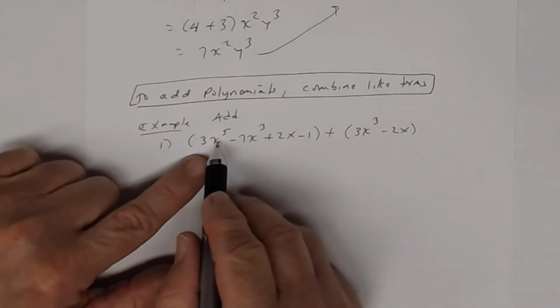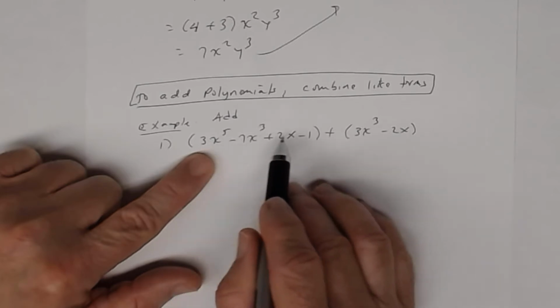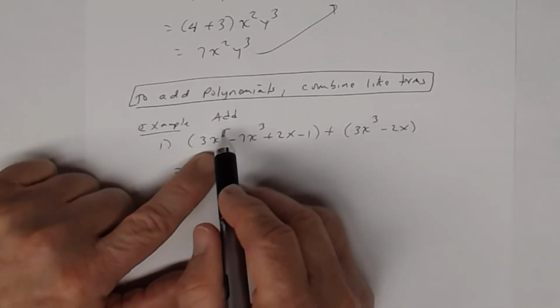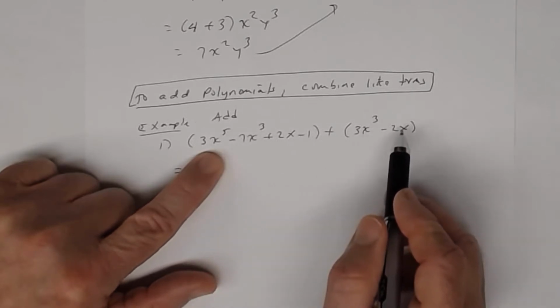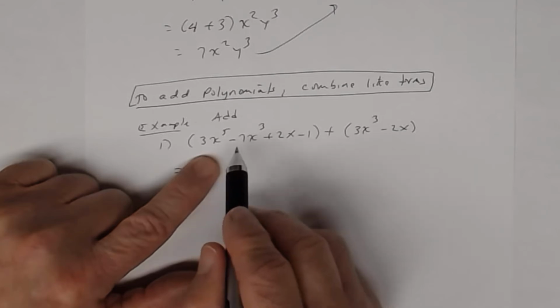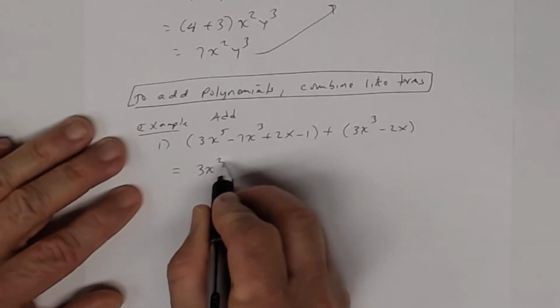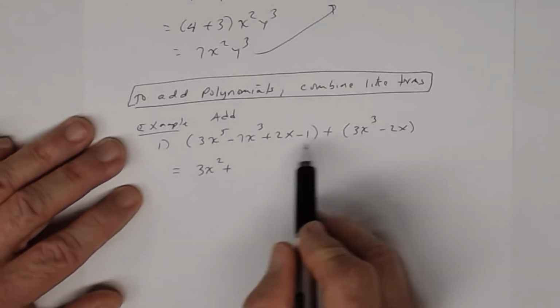So notice that in terms of my variable, all I see is just the variable x. I have x's in all terms, but not all of them are like terms. For example, I see an x to the 5th, but I don't see any other x to the 5th, right? So 3x to the 5th I cannot combine with anything else. I'm going to put it by itself. So 3x to the 5th. Okay? Plus, now let's do the x cubed.